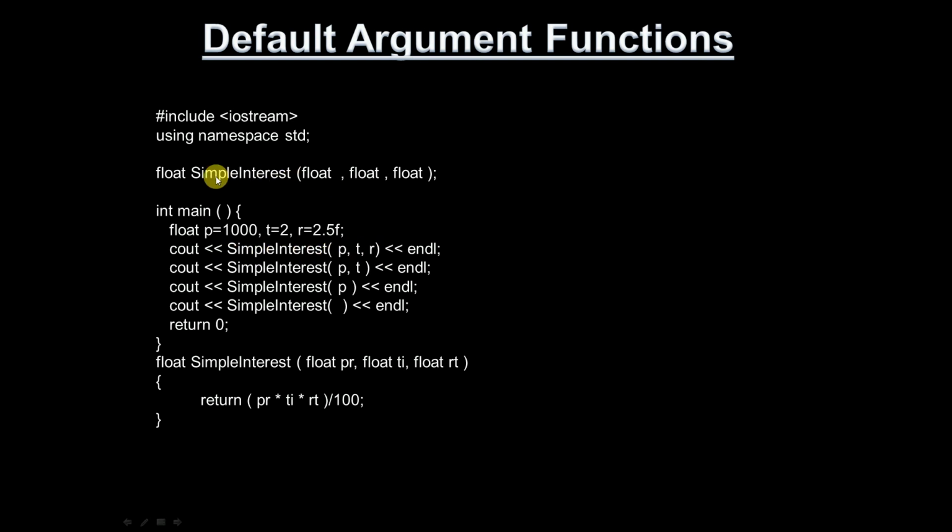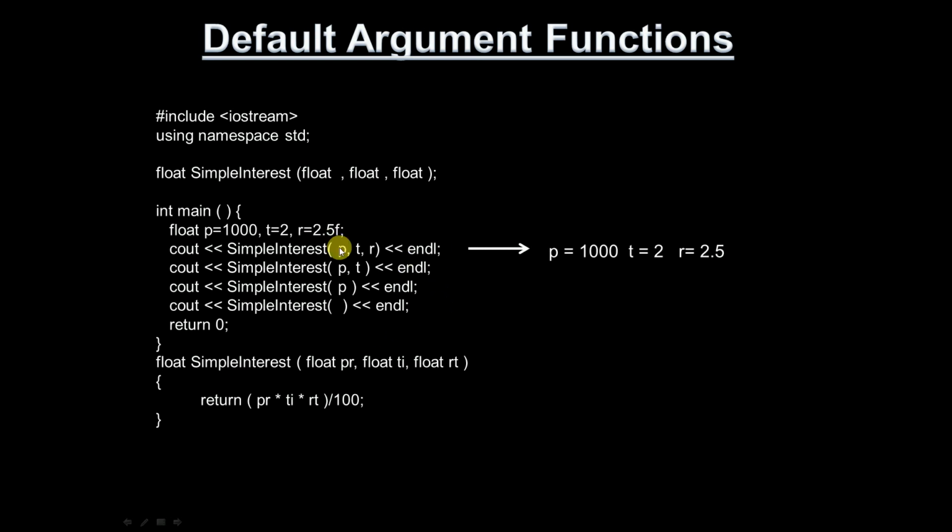For this call, the compiler will check the prototype declaration or function signature: simple interest is a function which takes three float arguments. Now it will map the arguments. The first argument is float, are we passing a float argument? Yes, no problem. Then the second argument is of float type, are we passing a float argument? Yes. The third argument is float, are we passing a float argument? Yes. So it's not a problem.